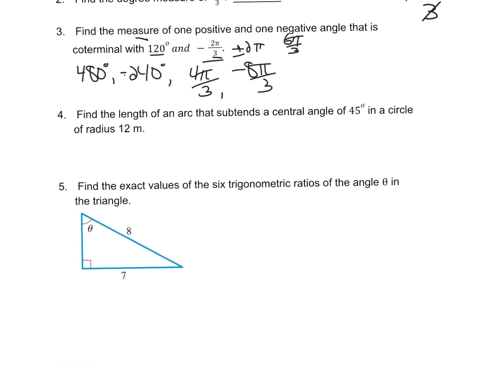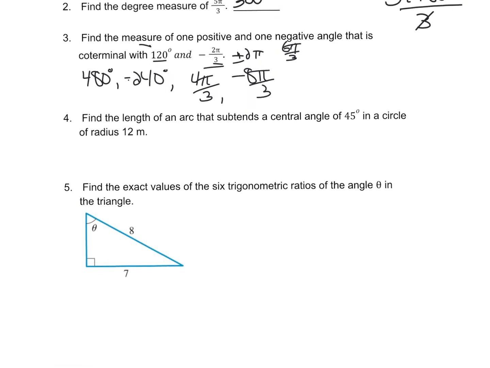Number 4, find the length of an arc that subtends a center angle of 45 degrees and a circle radius 12. Here's your big formula for all these kind of problems in radians. Theta is the arc length over the radius. And they're asking us here for the arc length. Now remember, this is radians.